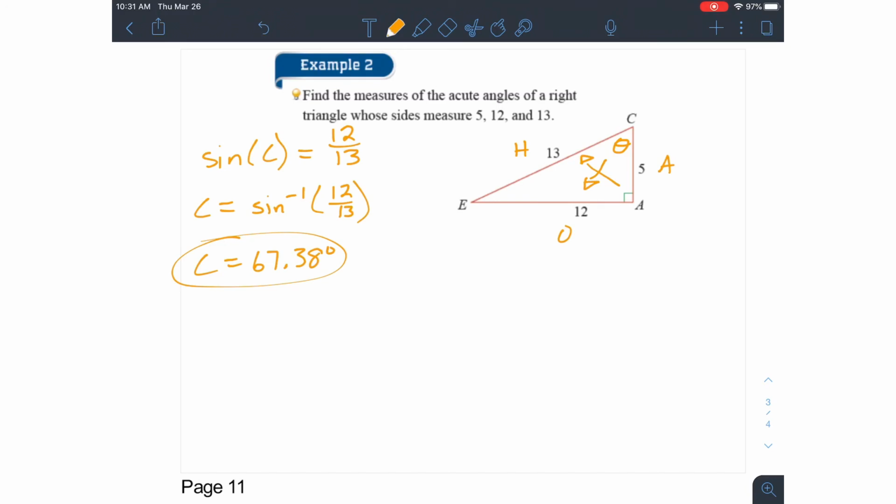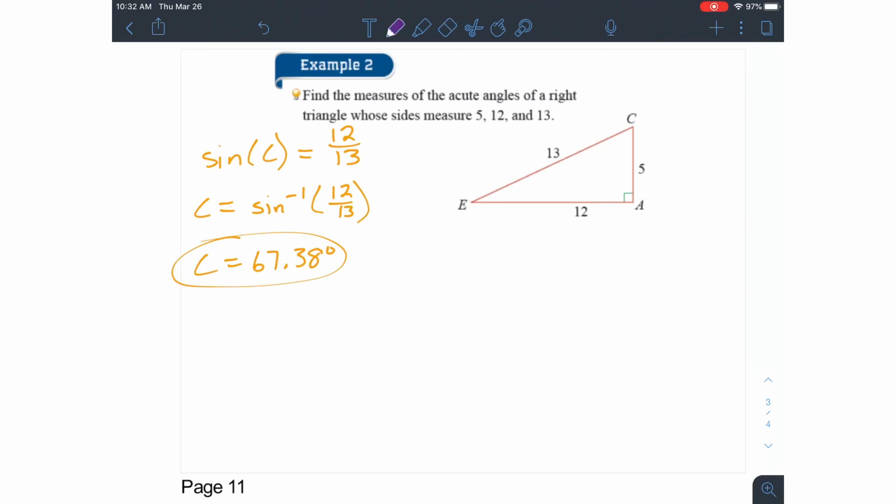Now, let's say we don't want to subtract from 180 degrees. I know we could definitely do 180 minus 90 minus 67.38, and that's going to be equal to the measure of angle E. I know we can definitely do that. But let's say that instead of that, we want to use trigonometry in order to find angle E as well. We have a problem though. Our theta is currently at angle C, which means then that we have to go back to our triangle and we're going to have to relabel it.